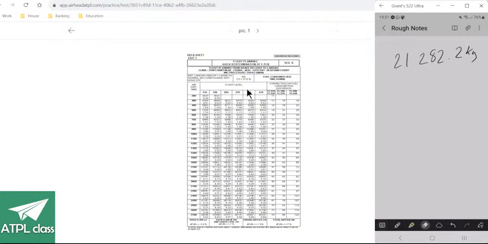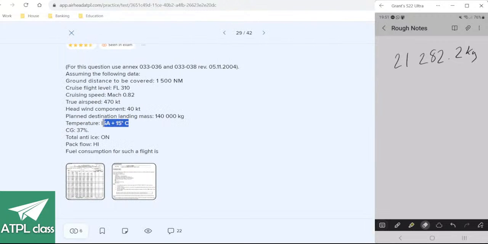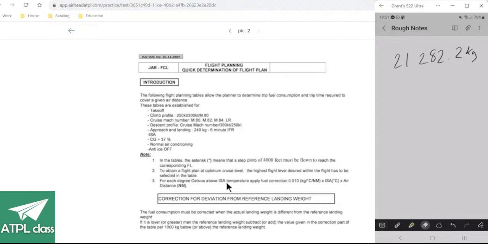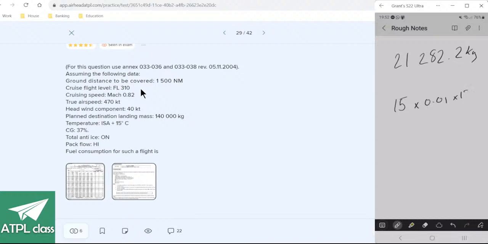We've not got any asterisks, but we do have temperature ISA plus 15, and it says that for each degree Celsius above ISA, so we've got 15 of them, apply a fuel correction of 0.01 kilograms per degree, so that's what we've just done, per nautical mile. Nautical mile, we're doing 1500. It's not going to be very much, but it's nautical air miles. We have a true airspeed, we can work out the nautical air miles, nautical ground speed trick if we want. So it's not that, it's nautical air miles. It's going to be negligible, but we'll do it anyway.